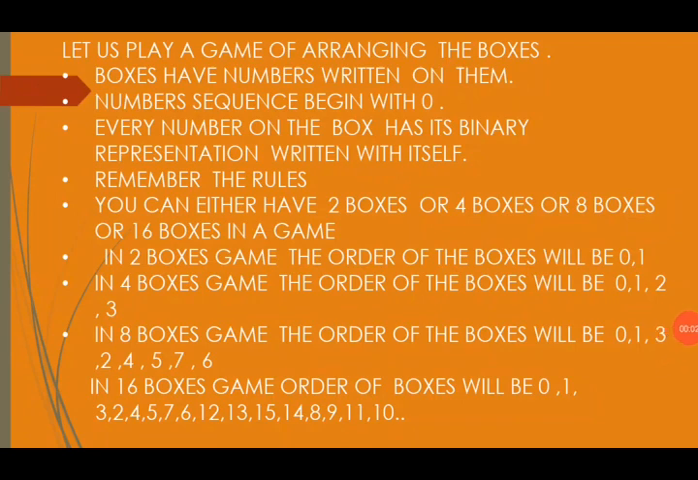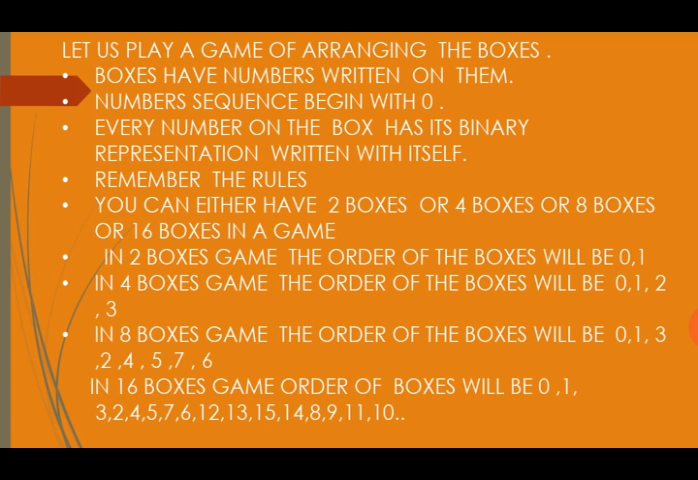Now students, to understand the K-map or Karnaugh map in an easy, interesting manner, let us play a game first, and this is a game of arranging the boxes. Boxes have numbers written on them. The number sequence begins with 0. Every number on the box has its binary representation written with it. Now there are certain game rules.